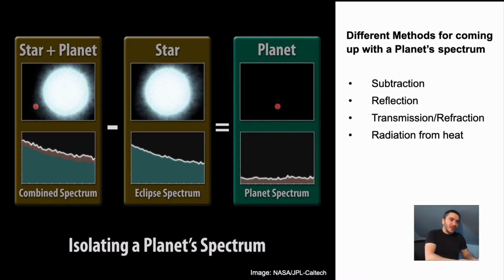Different methods of finding a planet's spectrum will include subtraction, which means that you can take the spectrum of the star and the planet in orbit together, and then you take just the star, and then you can subtract the spectrum of the star, and you're left with the planet. Another way is reflection. The light hits the planet, it reflects off of the planet, and you're left with a spectrum. Another way is transmission, or refraction. So the light travels through the atmosphere, it breaks apart, and you get a spectrum. One possibility is radiation from heat. If the planet is warm enough, you can actually get what we call a black body spectrum.